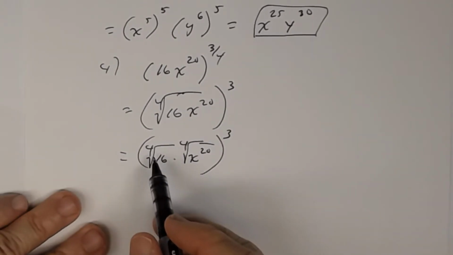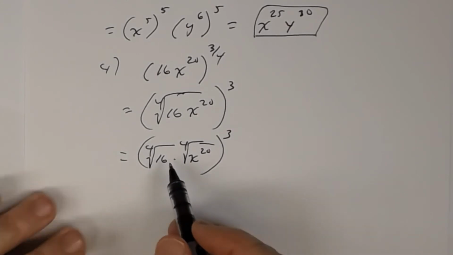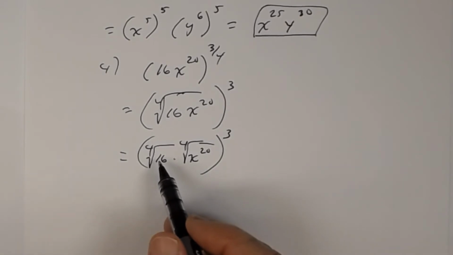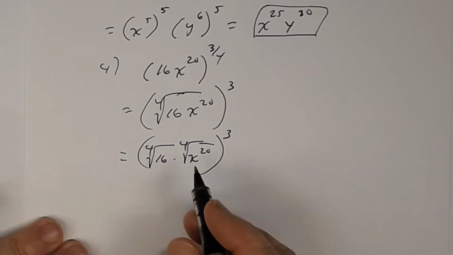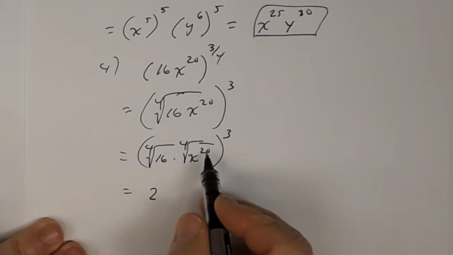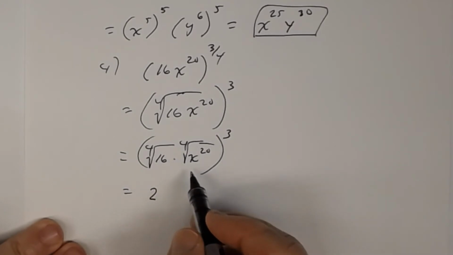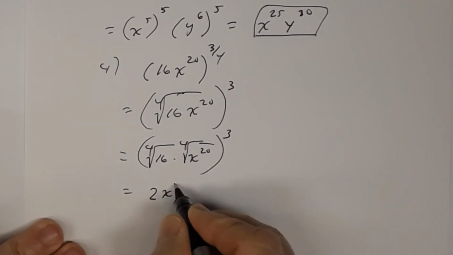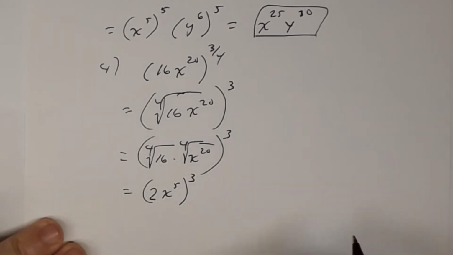Now remember, the fourth root of 16, so 16 is a perfect fourth. 2 times 2 is 4. 4 times 2 is 8. 8 times 2 is 16. So that's 2 right here. And then 20 is divisible by 4. So what times itself 4 times is x to the 20th? Well, 20 divided by 4 is 5. So it'll be x to the 5th. But don't forget, that's being raised to the third power.